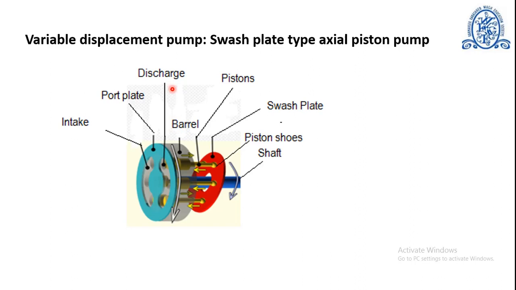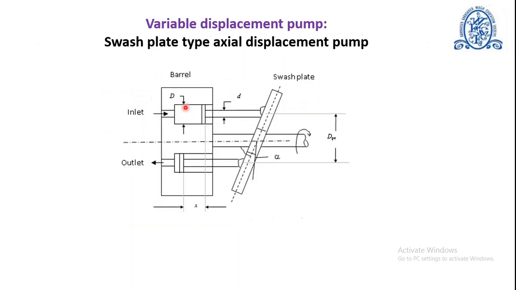Now to get the equation for displacement of the axial piston pump, let capital D be the diameter of the piston, X the displacement of the piston during one rotation of the barrel corresponding to a particular angle of swash plate alpha, and dpc the pitch circle diameter on which the pistons are arranged, and let Z be the number of pistons. Then the volumetric displacement is given by this formula, pi by 4 D squared into X into Z.